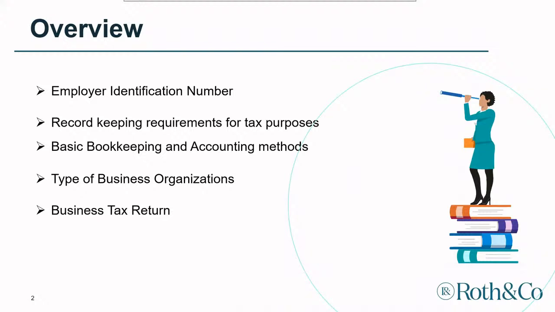Hi, this is Raquel, and as Dana mentioned, we will be covering some of these topics for our presentation for the business tax return. First off, it's the employer identification number, which is called the EIN. And then we will go on to the record keeping requirements for tax purposes. We'll cover basic bookkeeping and accounting methods, types of business organizations, and the business tax return.